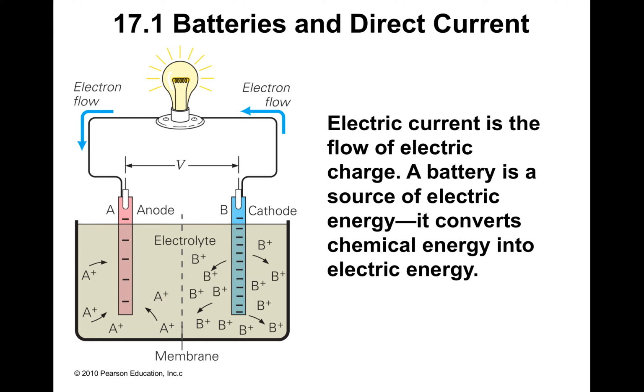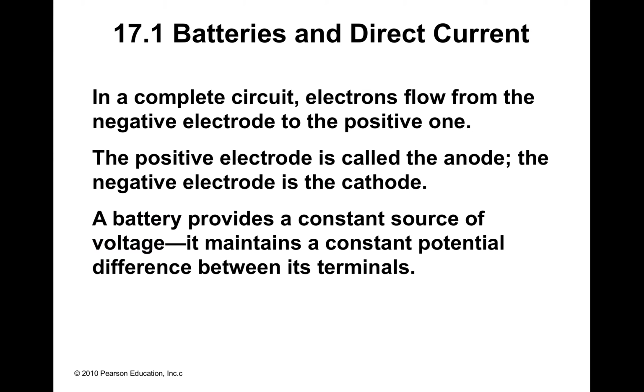We've already seen how a battery is a source of electric energy. It converts chemical energy into electric energy. Wow, does that sound like a great conceptual question to me? What does a battery do? Okay. Now, in a complete circuit, electrons flow from the negative electrode to the positive one. The positive electrode is called the anode, the negative is called the cathode. A battery provides a constant source of voltage. It maintains a constant potential difference between its terminals.